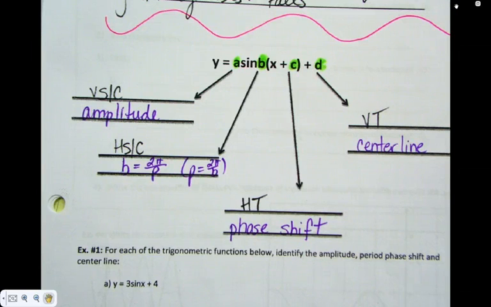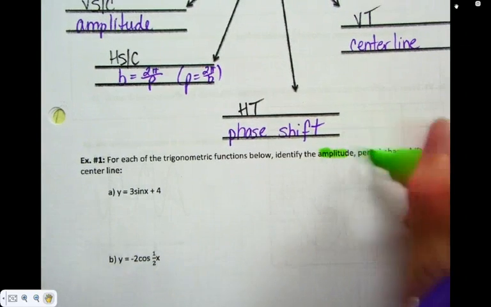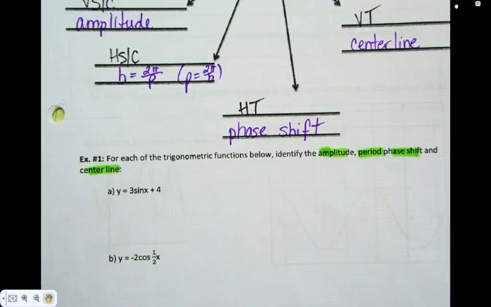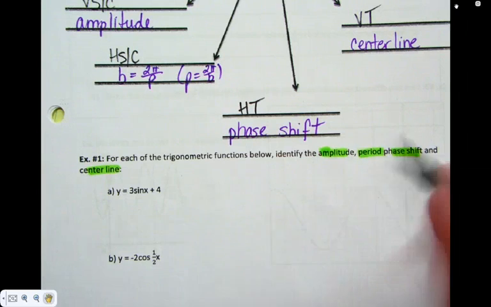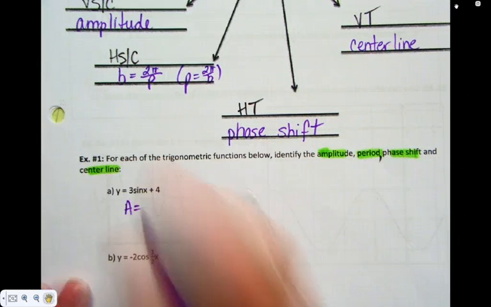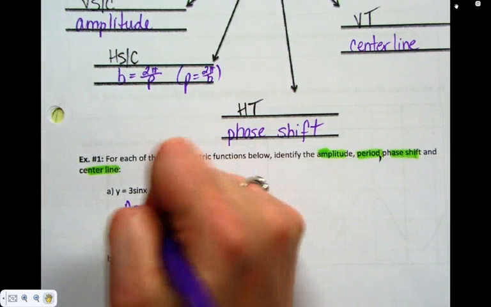So what this allows us to do is just look at the equation, and we can identify the amplitude, the period, the phase shift, and the center line. A, standing for amplitude, is the easiest. It's whatever is in front of the function. If it's negative, you take the absolute value. Why do we take the absolute value? Because it's a distance. It's the height of the graph, and a distance can't be negative. So it's whatever that vertical stretch would have been. So the amplitude is 3.